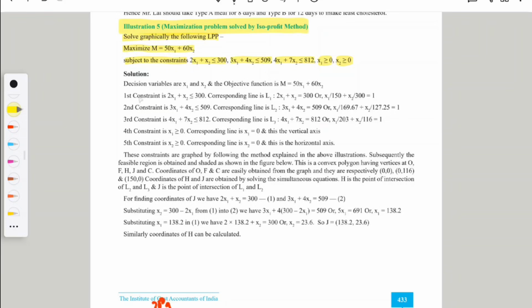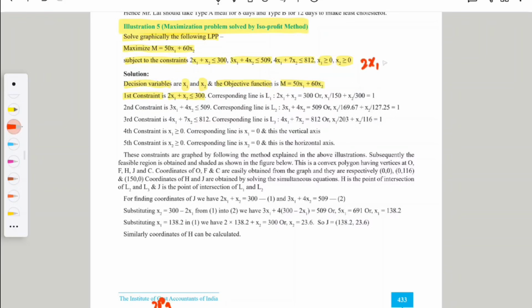Moving on to the solution, of course we can identify the decision variables x1 and x2. They have given us the objective function M is equal to 50x1 plus 60x2. Our next step is to draw the graph. For this purpose, we have to find the values of x1 and x2 for each of the constraints. So if we take the first constraint, which was 2x1 plus x2 is less than or equal to 300, we are going to send this 300 to the left hand side to find the values of x1 and x2.